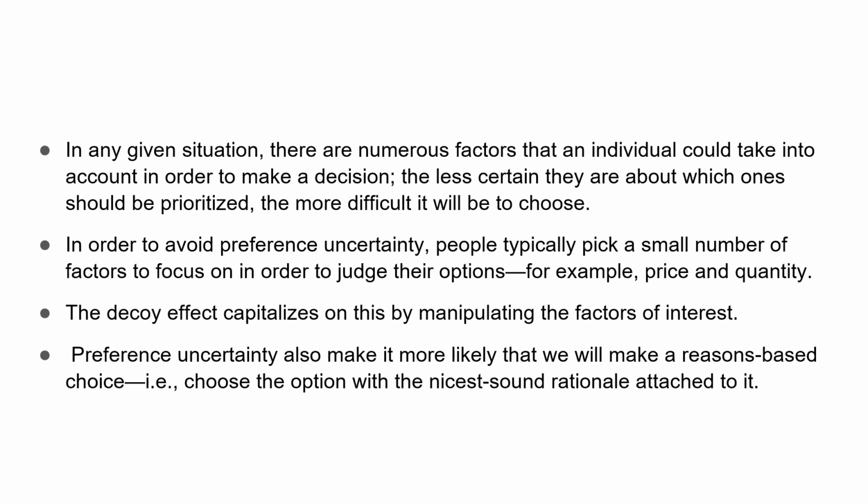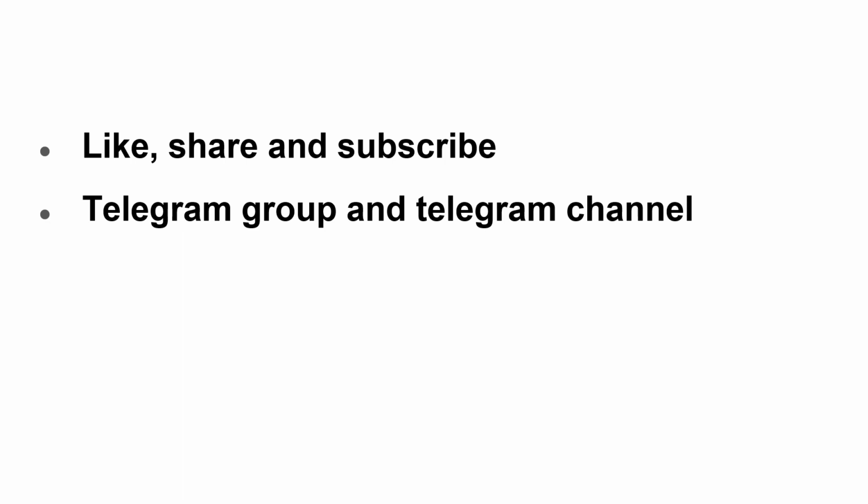When we think about how much quantity we would be purchasing, we always try to associate the quantity with price. But we know that quantity is influenced by a lot of factors apart from price. So the decoy effect capitalizes on this by manipulating the factors of interest. Preference uncertainty also makes it more likely that we will make the recent-based choice. So that's all about the decoy effect.